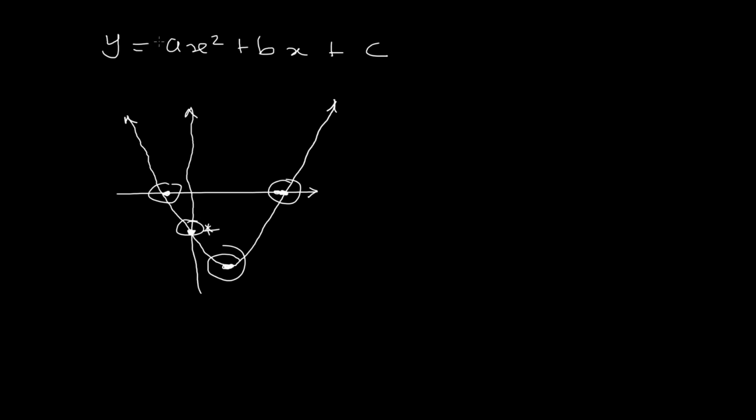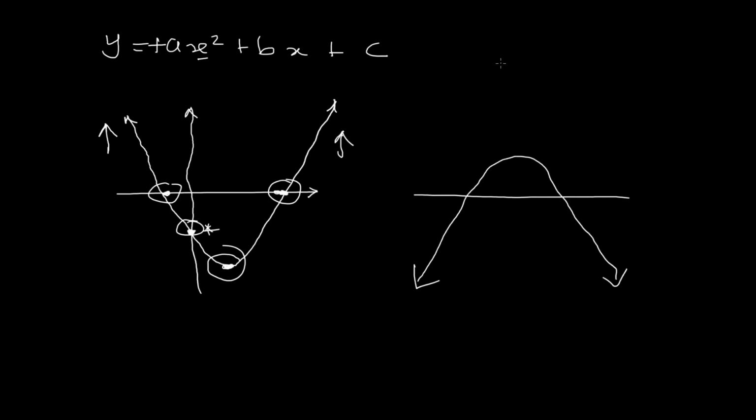So if you understand that this is positive, then you know your graph will open this way. The main reason why it opens that way is that the values of x squared keep on increasing. So whether it's negative or positive, they'll keep on increasing. The values of x will keep on going that way. The reason why it goes downward like this is when you have a negative value here.